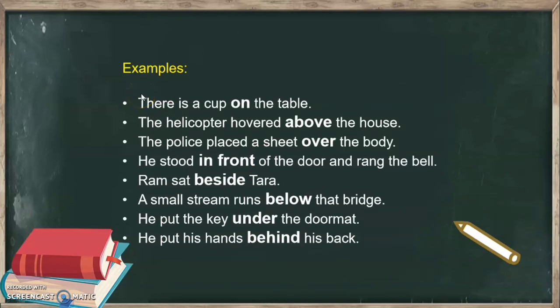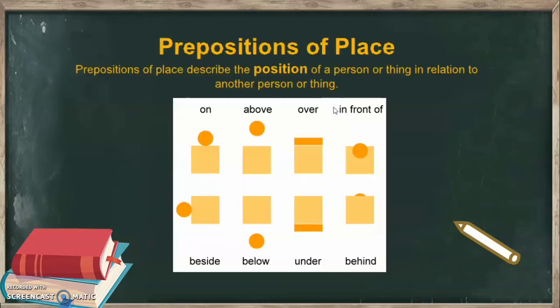We have here several sentences, but I am not going to read all of them. You can just pause the video, read and analyze the sentences. We used here our prepositions from the previous page. Let me just read the first one. There is a cup on the table. On the table. Imagine this is the table, and this is the cup on the table.